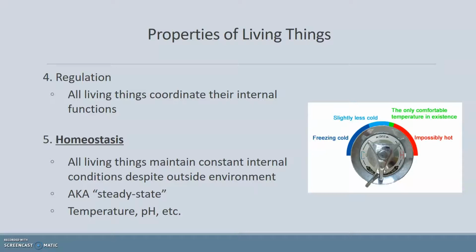Or constant internal conditions that exist regardless of what's going on outside of the living thing. And so all living things have to maintain homeostasis or maintain these steady, constant internal conditions despite whatever is going on in the outside environment. And some of the things that living things have to maintain, in particular humans, are temperature, so like body temperature, as well as water balance, how much water we have versus how much we get rid of, and pH.